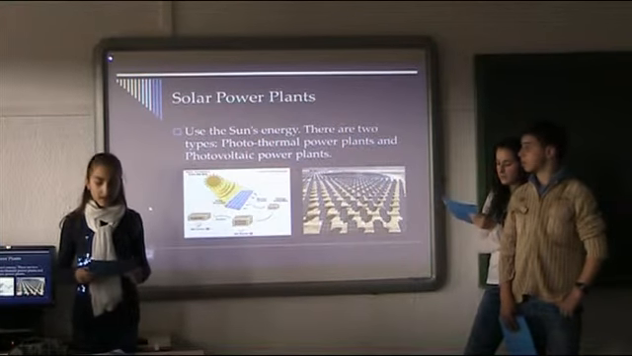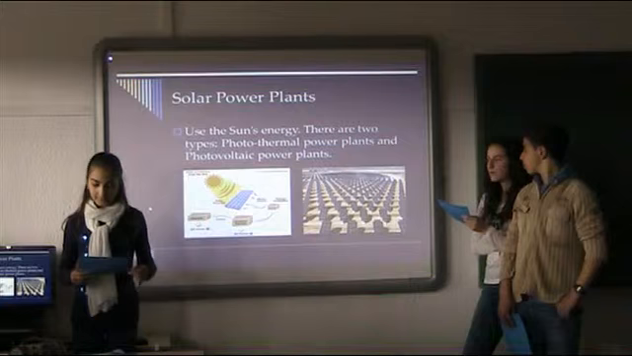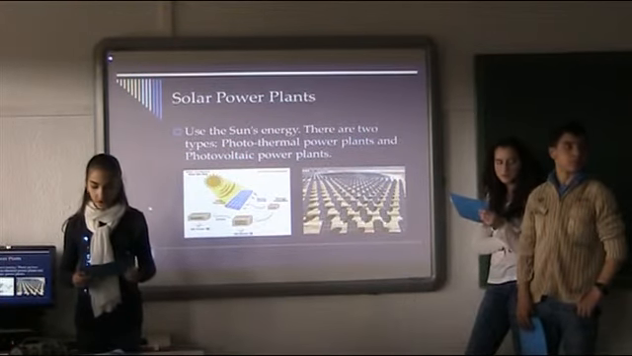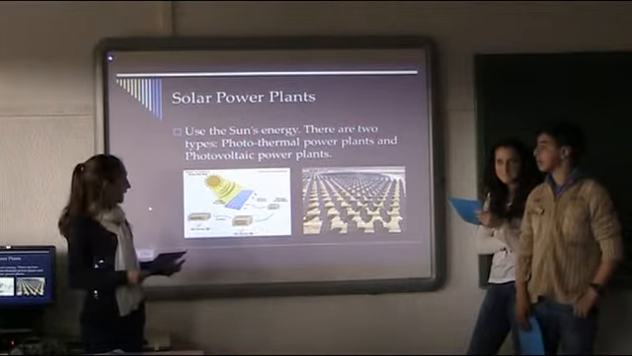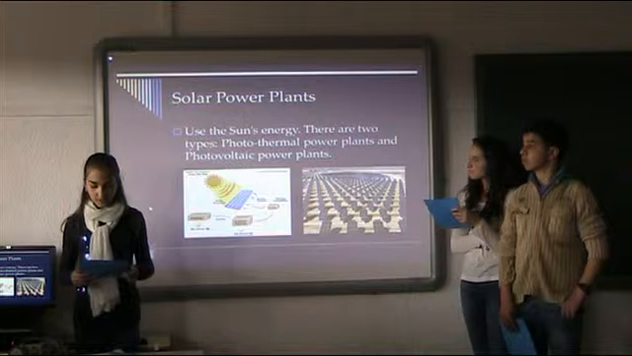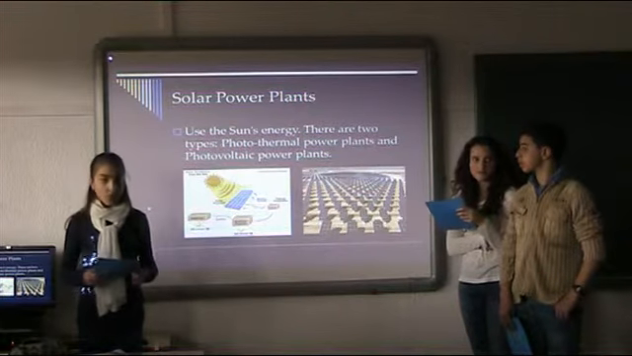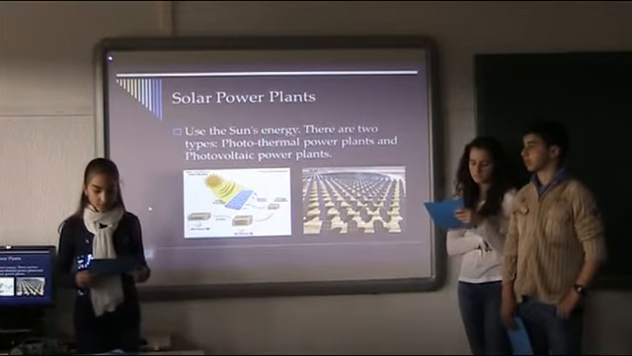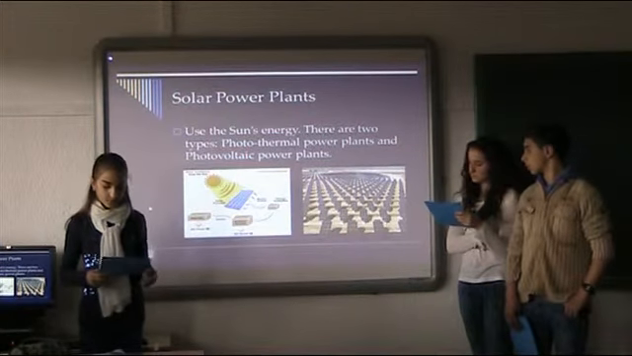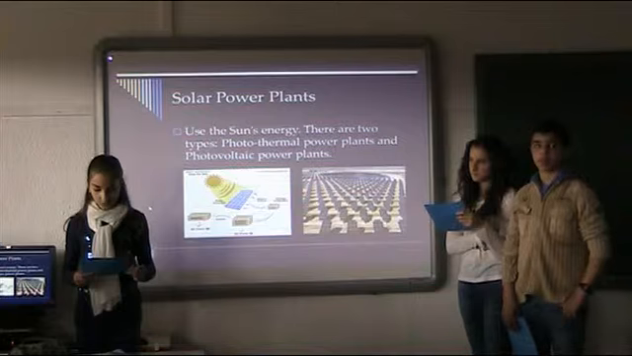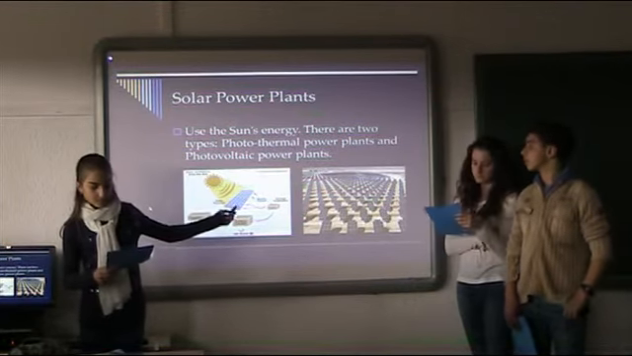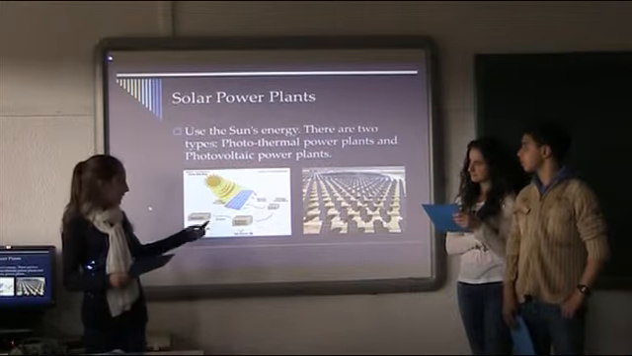The second type are the solar power plants. They use the sun's energy. There are two types: photothermal power plants are thermal power plants in which steam is produced by solar radiation, while photovoltaic power plants transform solar radiation directly to electricity using panels of photovoltaic cells. Here is a picture of a lot of photovoltaic cells and its operation.